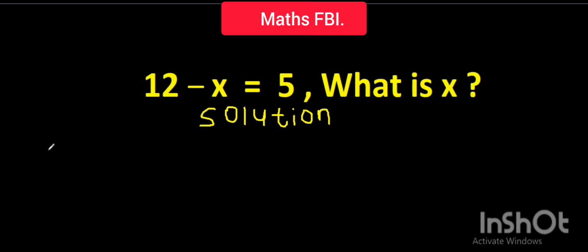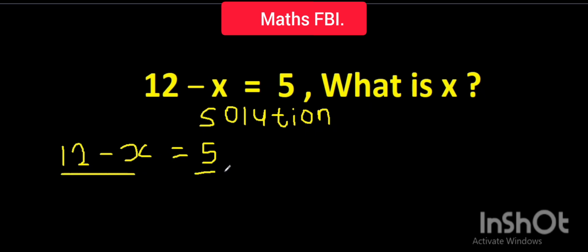So the question says 12 minus x equals 5. What we're going to do now is to collect the like terms. As you can see, this is an equation. This is the first side of the equation and this is the second side of the equation. So what we do is to collect the like terms.